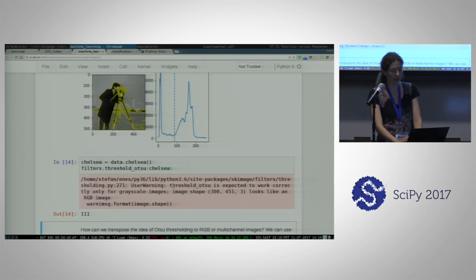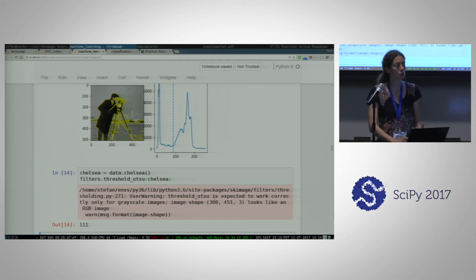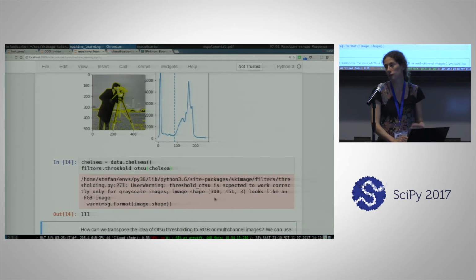You see that I have a user warning saying that threshold Otsu is expected to work correctly for grayscale images. And actually for an RGB image, what the algorithm does is just to flatten the array so that all the different channels are mixed together. And so the resulting threshold will not make any sense. So you should never use Otsu for an RGB image.